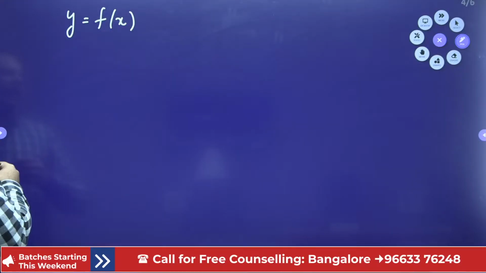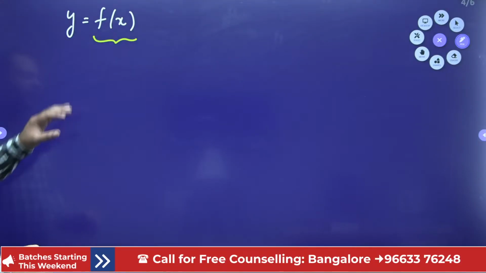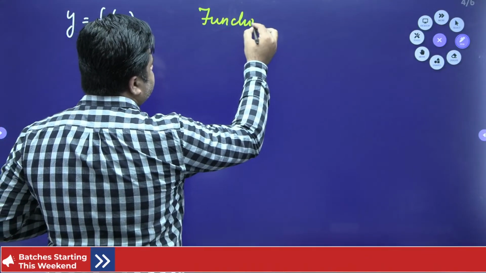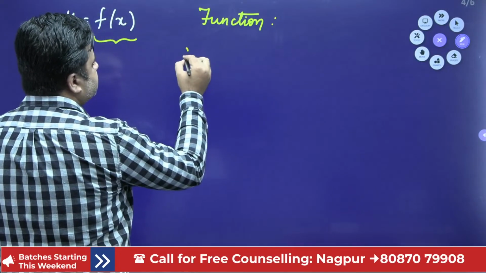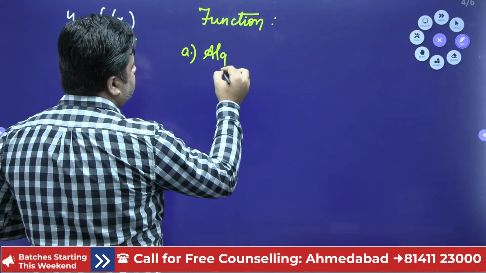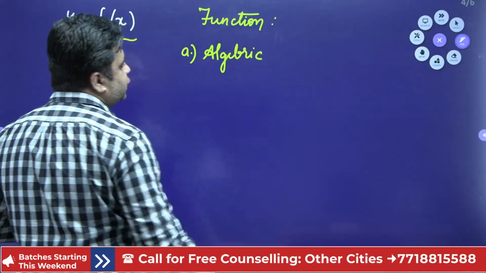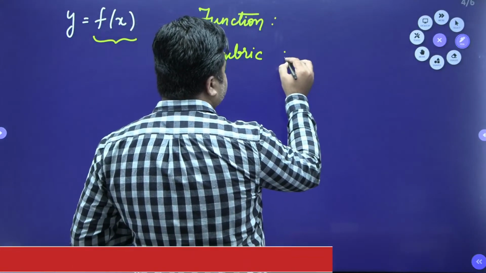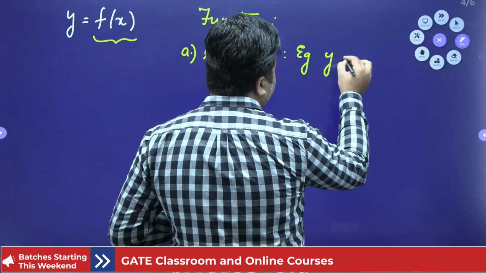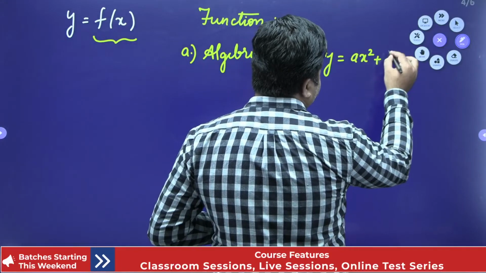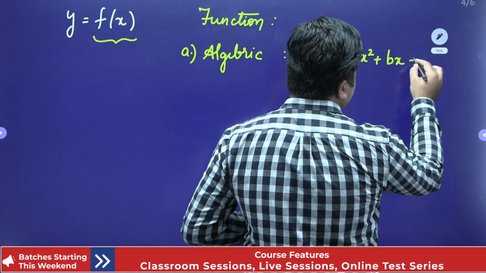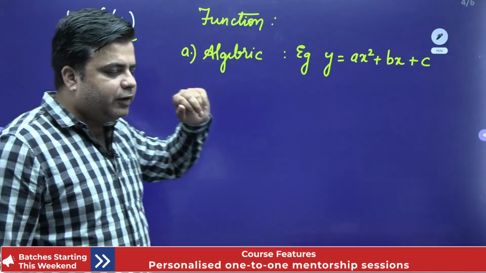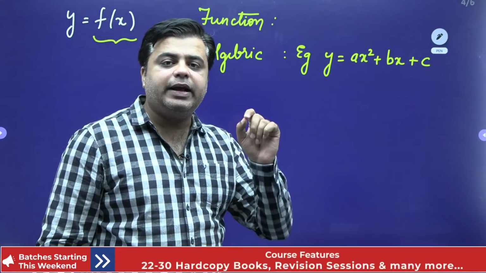Now this function can be of different varieties. This function can be algebraic. For example, just for an example, if you write y is equal to ax square plus bx plus c, this is just an example of an algebraic function. An algebraic function will always be a continuous and differentiable function.